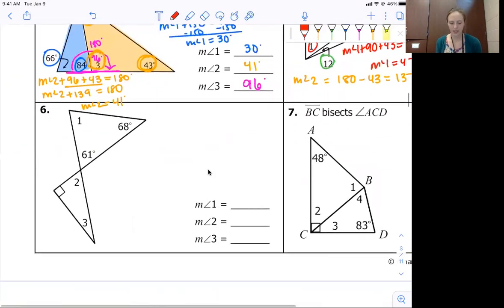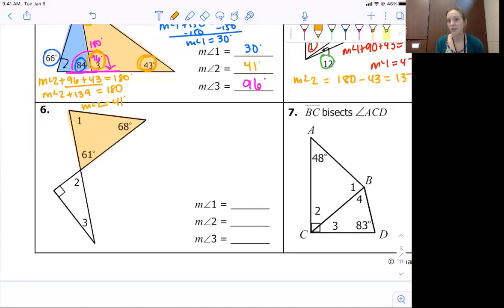Okay, let's look at number 6 together. So on number 6, again, we're going to be using some other properties to figure out angles and then also triangle properties. So let's start with really any of these angles. If you look at right here, this triangle, we do have two of the angles that we know and then one angle we don't.